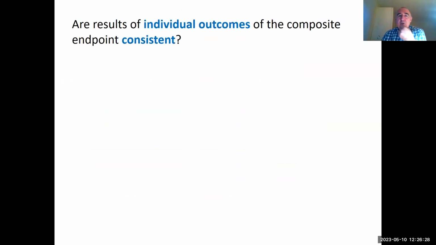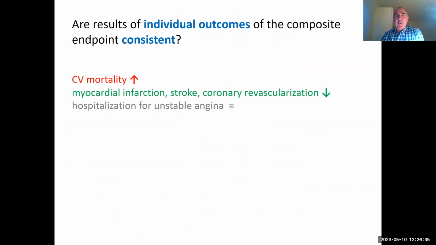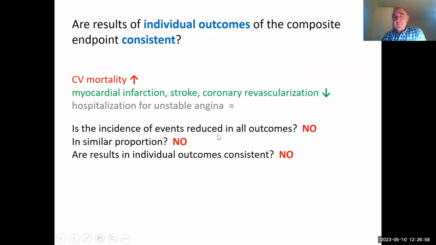If we take a look at the results in the primary composite endpoint, we could see that cardiovascular mortality was increased in the evolocumab group, myocardial infarction, stroke, and coronary revascularization was decreased, while hospitalization for unstable angina was the same, more or less. There was no change. So this is rather inconsistent.